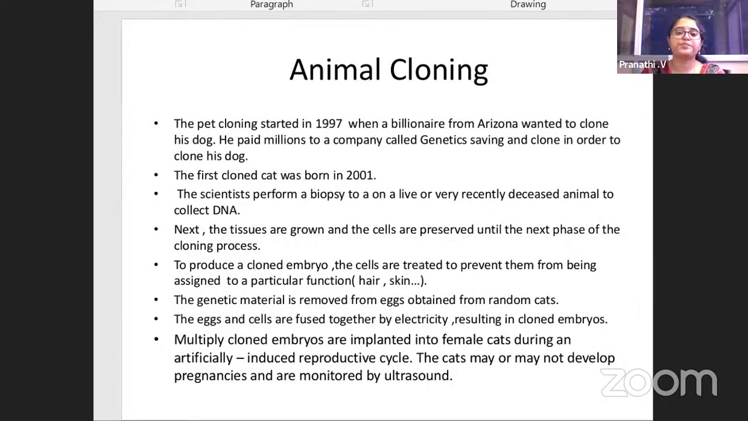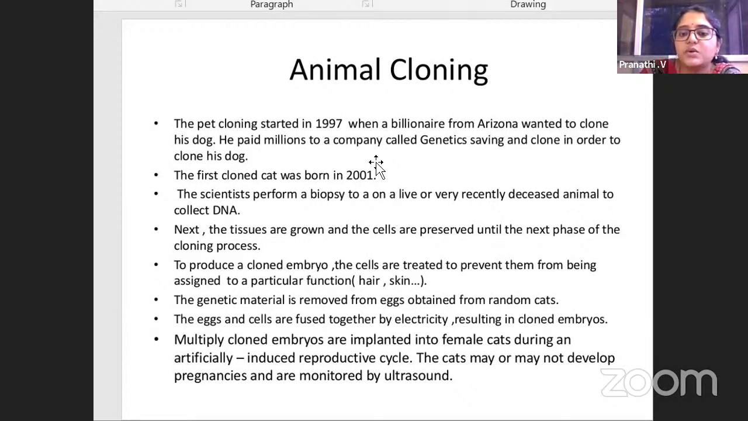When it comes to animal cloning, people have started cloning their pets so that they will not feel bad if the pet has died because of some cause. The first cloned cat was born in 2001. Of course, that was years ago that we are talking about.